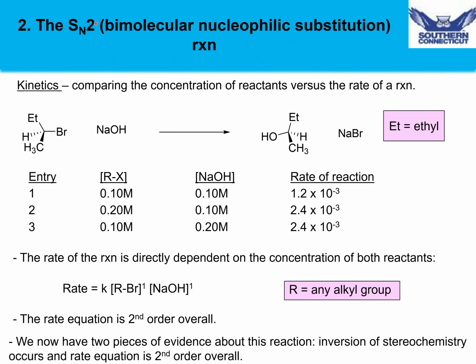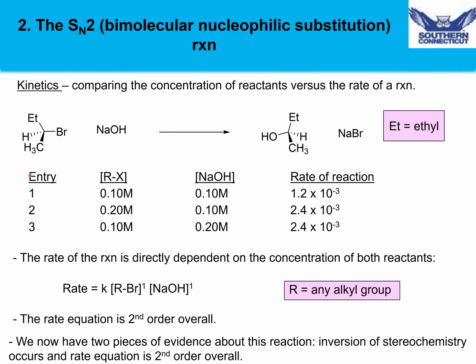You may recall from general chemistry that kinetics is the study of the concentration of reactants versus the rate of the reaction. As an example, an alkyl halide that is secondary, when mixed with the hydroxide ion, will displace the bromine with inversion of stereochemistry, as you see here in the product.